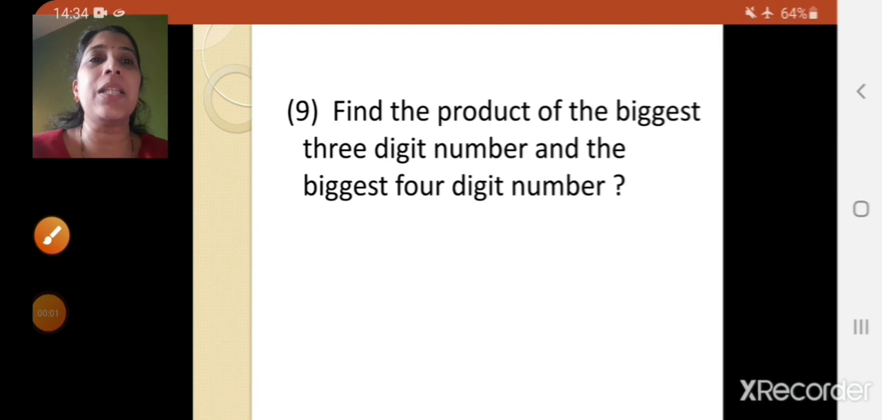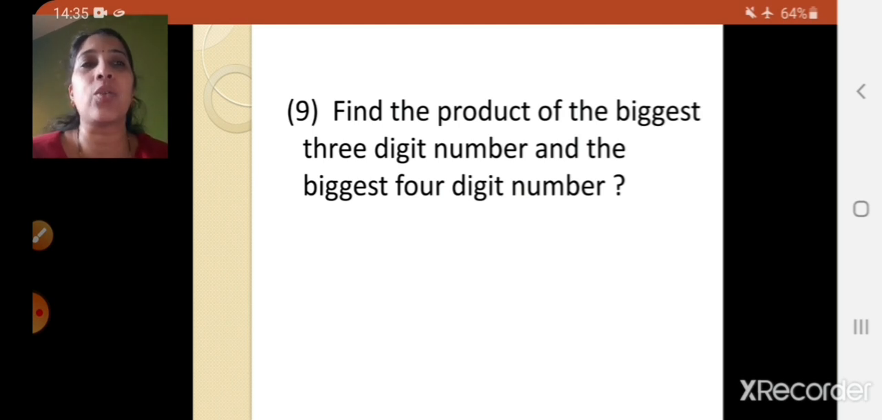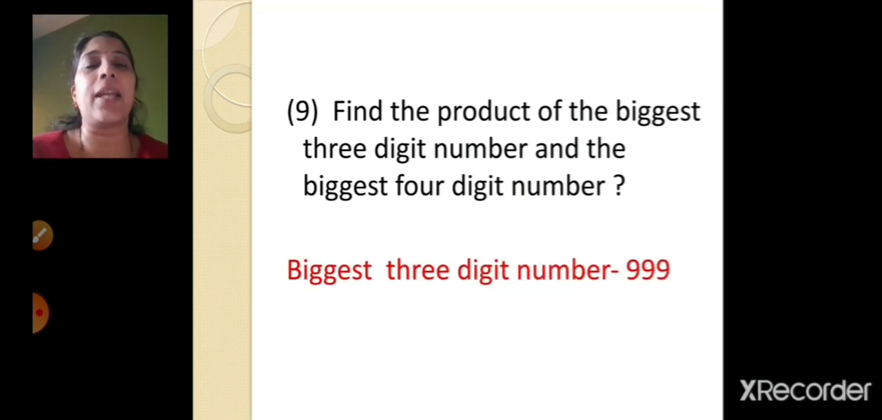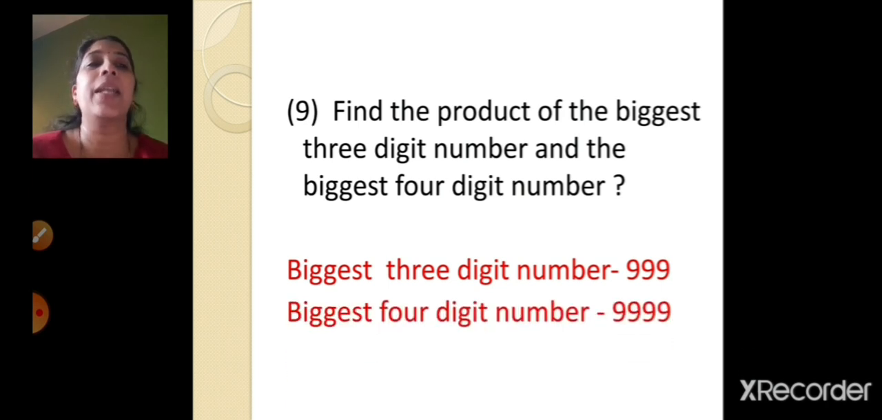So the ninth one is, find the product of the biggest 3-digit number and the biggest 4-digit number. So as I had told you, children, in the first session, the product means the final answer which you get. Now tell me the biggest 3-digit number, what it is? The biggest 3-digit number is 999. And what is the biggest 4-digit number? The biggest 4-digit number is 9,999. So we are going to multiply both these numbers and we will get the product, right? So let's start the multiplication.